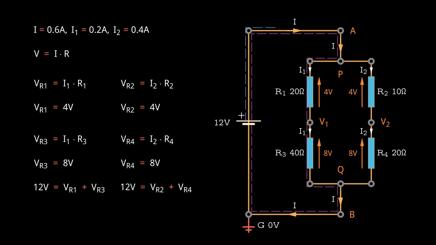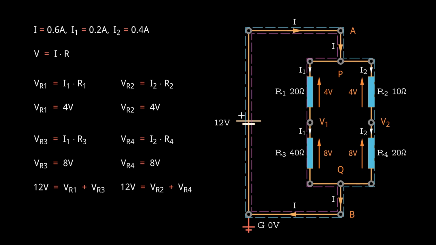KVL states that the sum of the voltage drops around any closed loop in a circuit is equal to the algebraic sum of the source voltages in that loop. Essentially, this law reflects the conservation of energy, meaning all the voltage provided by the source is fully used by the components within the loop.